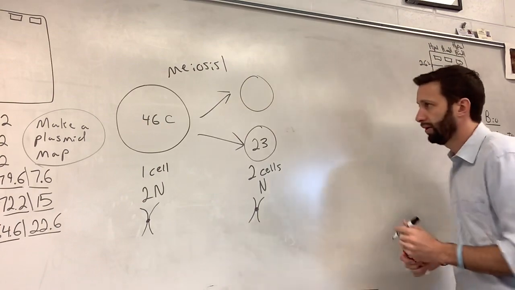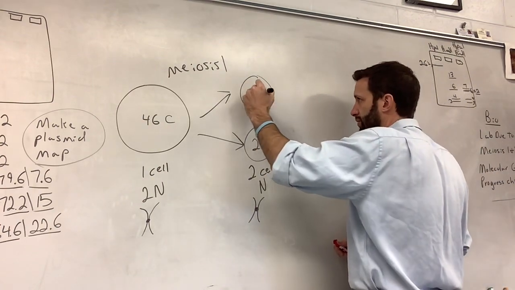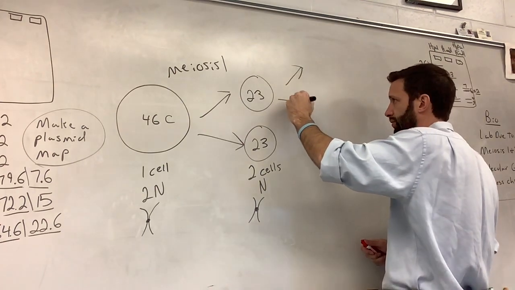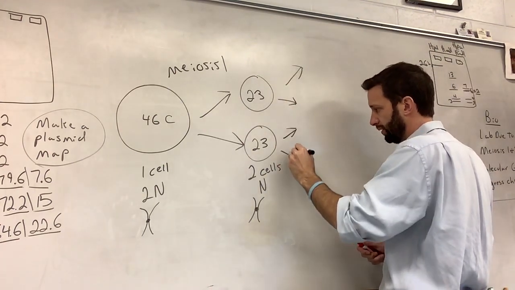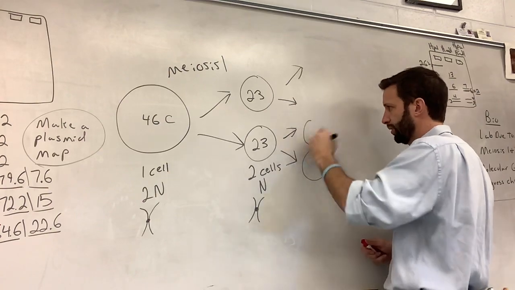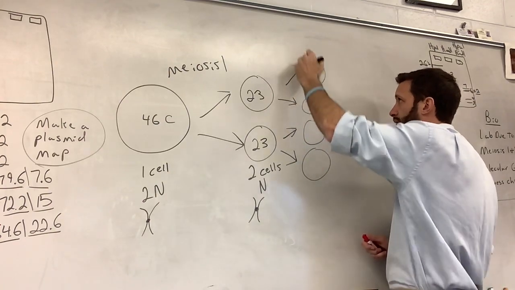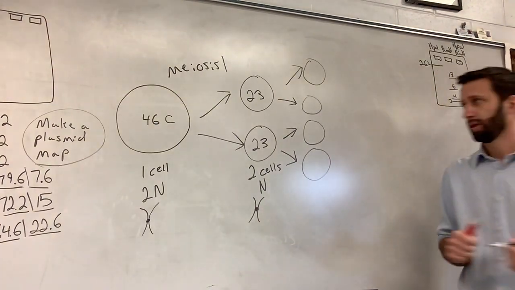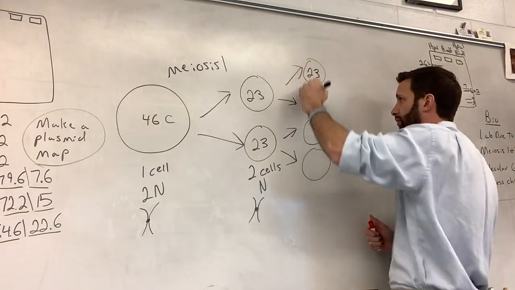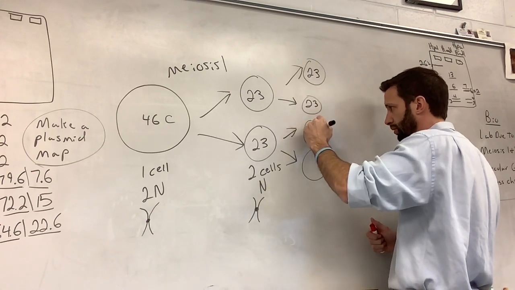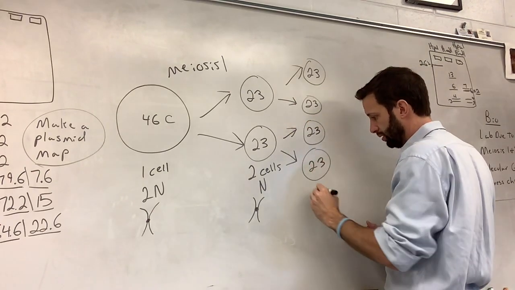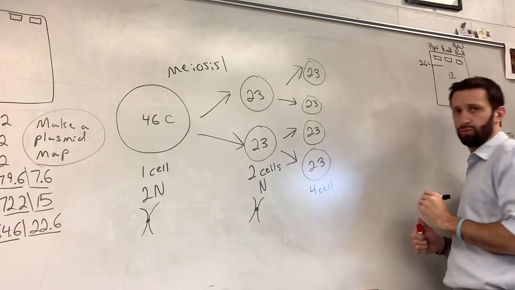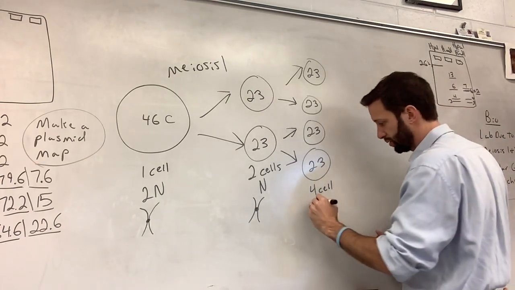All right. Now, how many of these are going to split into? 4. So you're going to wind up with 4 cells. Okay? So think of it like if this were sperm production, you'd wind up with 4 sperm. Okay? And how many chromosomes do they have? Each one has 23. Okay? And so we got 4 cells. What's the N value? 1. Okay, so 1 N.